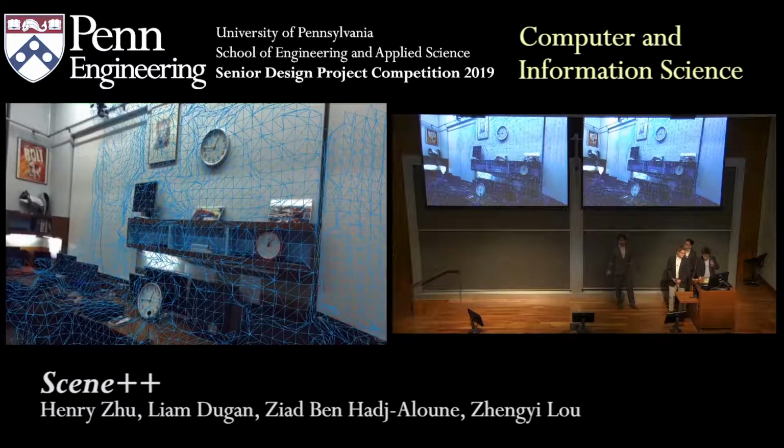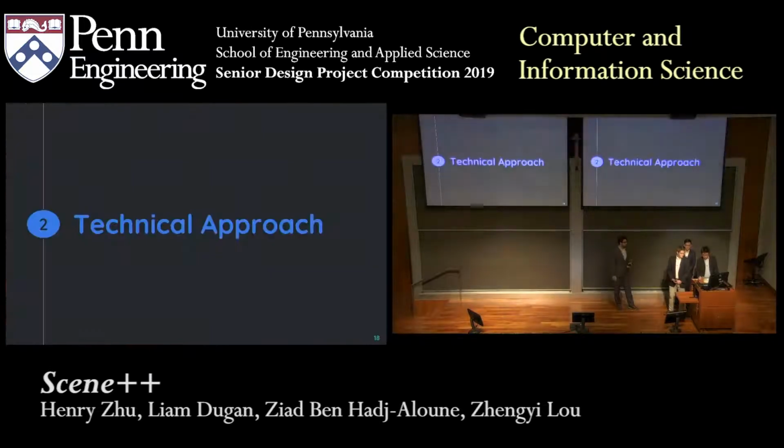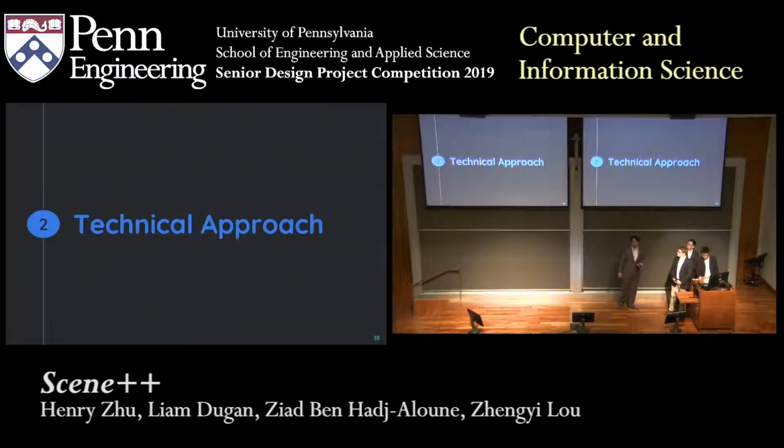And so spatial mapping, how it works: you have this mesh, and after that, you send the image, and we're able to overlay virtual objects on top of them in real time. And now Zen will go in depth into our technical approach.